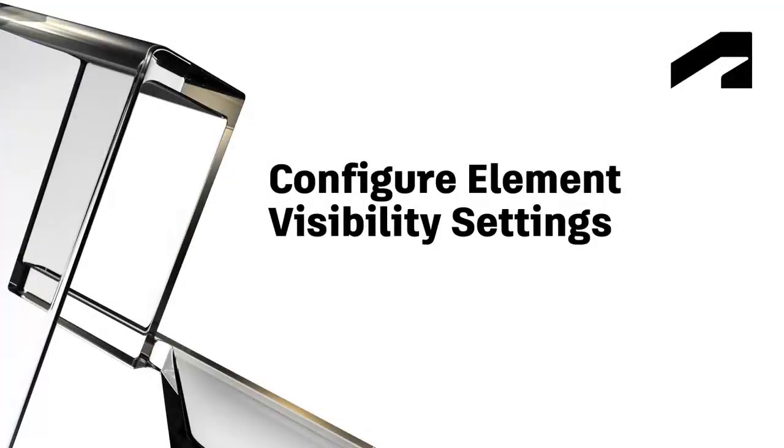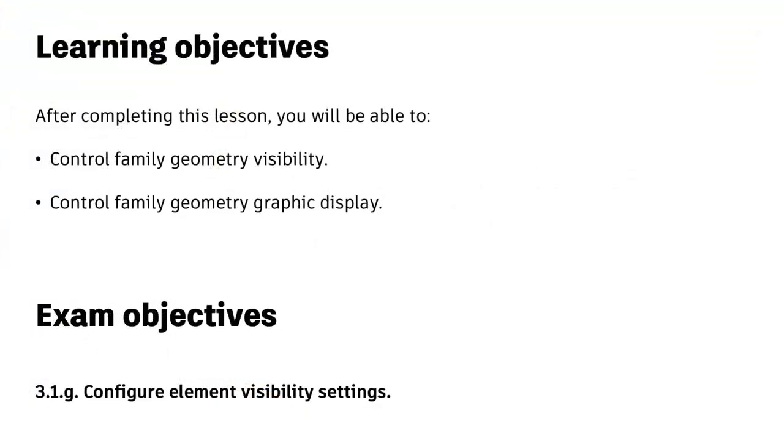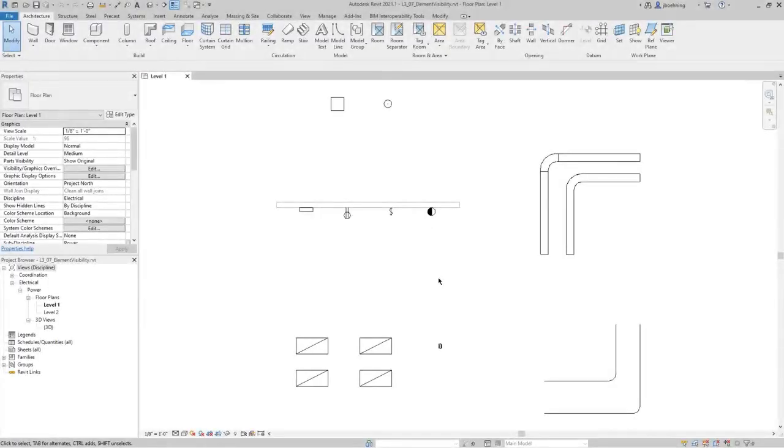In this video, we will cover controlling family geometry visibility and controlling family geometry graphic display. When you are creating families, you can control how they appear in various views of your project. For example, in this Level 1 view, the detail level is currently set to medium. When you change this to fine, you will notice that some of the components update. And when you change the detail level to coarse, you can see additional changes.